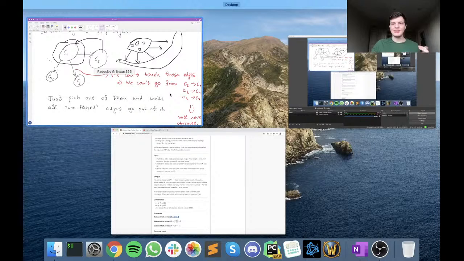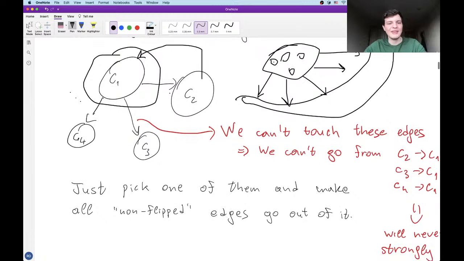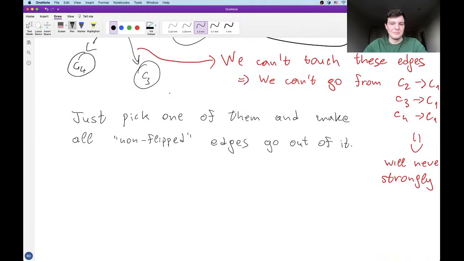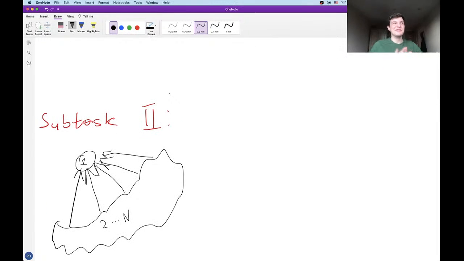Basically, as I said, the first solution is very basic. Find the connected components. We have at least two connected components. Get the first one and make all of the edges outgoing from it. And this guarantees that you will never have a strongly connected tournament graph from all of the prefixes. Okay. Basically, subtask 2 is actually quite similar.